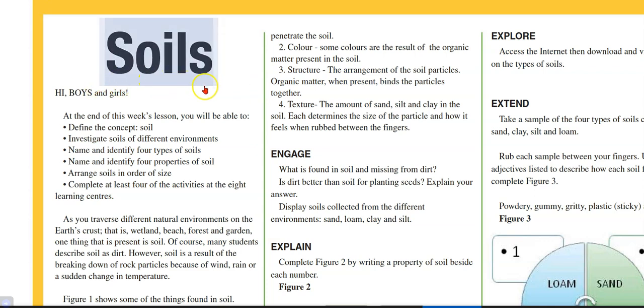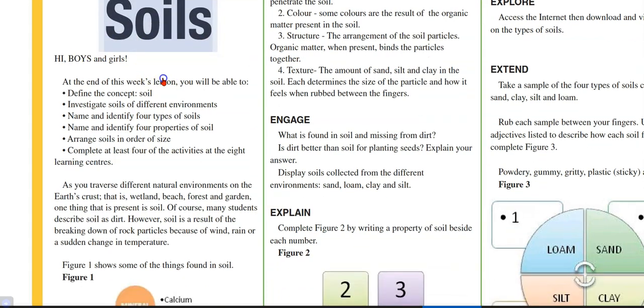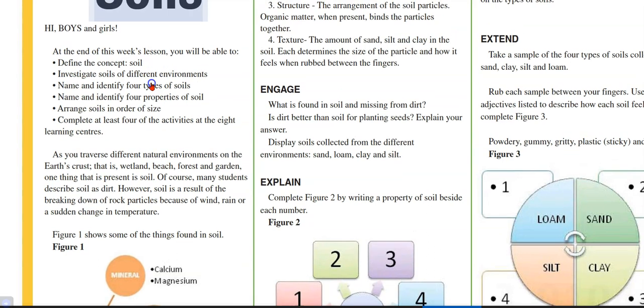In this episode, we're looking at the topic soils. Hi boys and girls, at the end of this week's lesson, you will be able to define the concept soil, investigate soils of different environments, name and identify 4 types of soil, and identify 4 properties of soil.